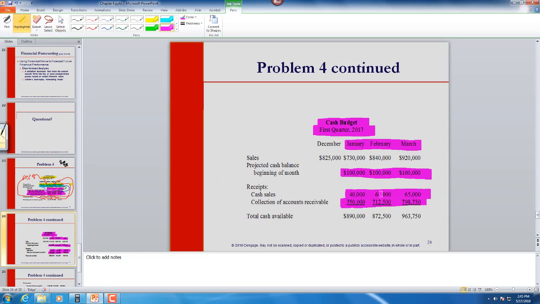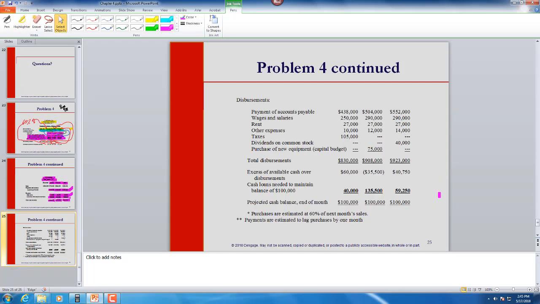So you add 100,000, 40,000, 750, you get a total cash available of 890 in January, 872, 500 in February, 963, 750 in March. Opening cash plus cash sales plus collection of accounts receivable, that means credit sales collections. You now know how much cash you have. Now you have to account for the expenses.